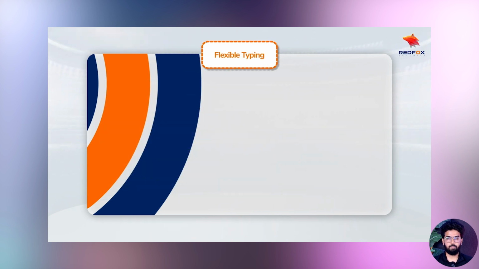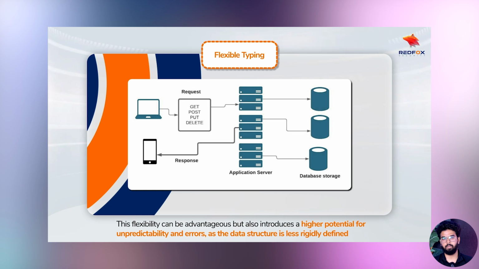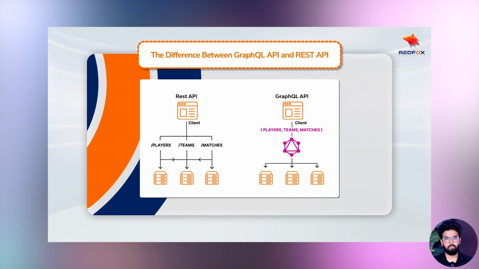Flexible typing. REST APIs typically do not impose a strict schema. This flexibility can be advantageous but also introduce a higher potential for unpredictability and errors as the data structure is less rigidly defined. The difference between GraphQL API and REST API.